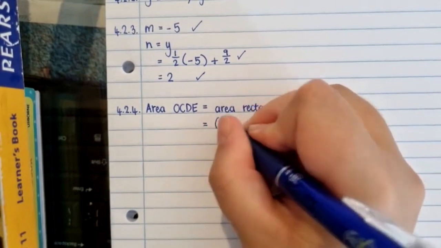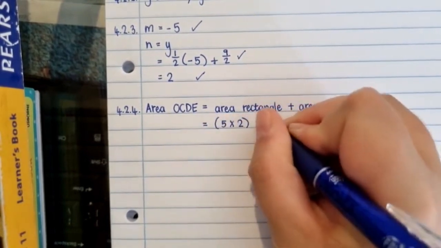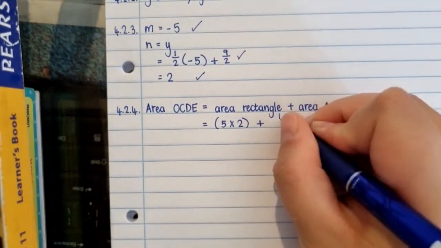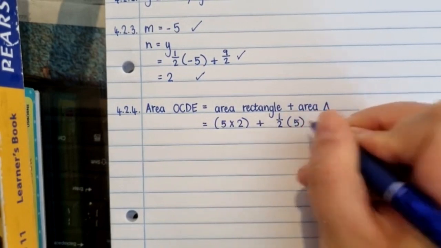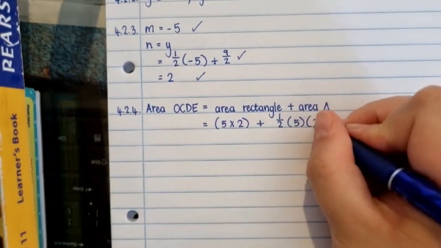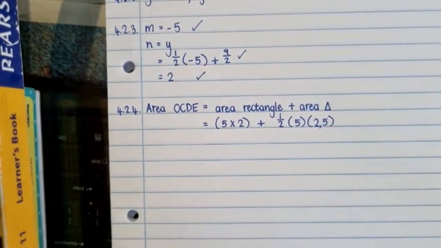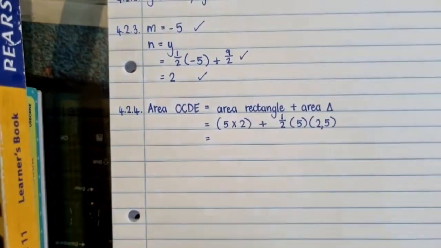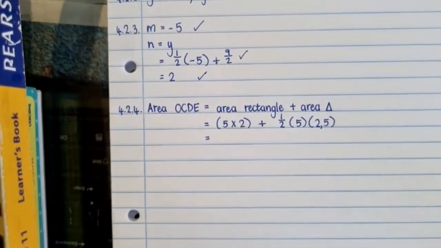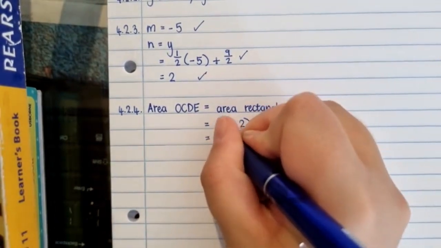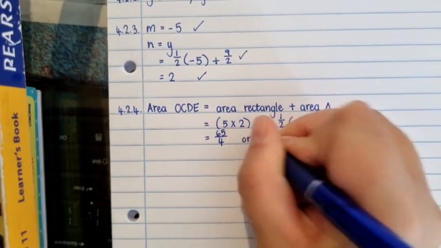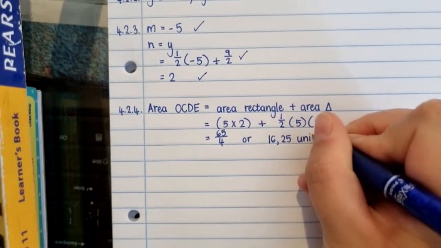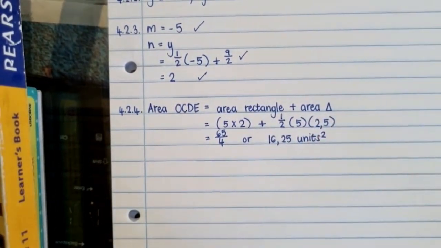The area of the rectangle is then 5 times 2, that length times breadth that we calculated, plus the area of the triangle, which is a half times base, which was also 5, times perpendicular height, which was 2.5. You can write 2.5, you can write 5 over 2, it's up to you. Then you can just type that into the calculator and get your answer, which I got as 65 over 4, or if they say in the question that you have to round to 2 decimals, then that is 16.25. And just remember, when we're finding area, we have to write units squared.